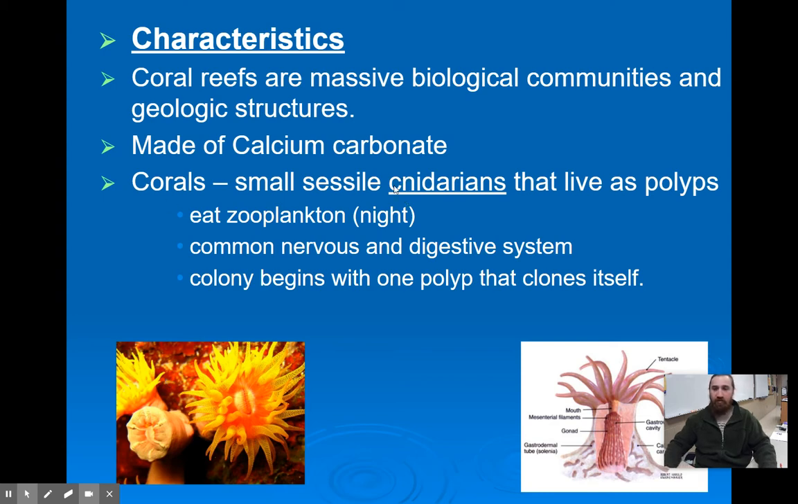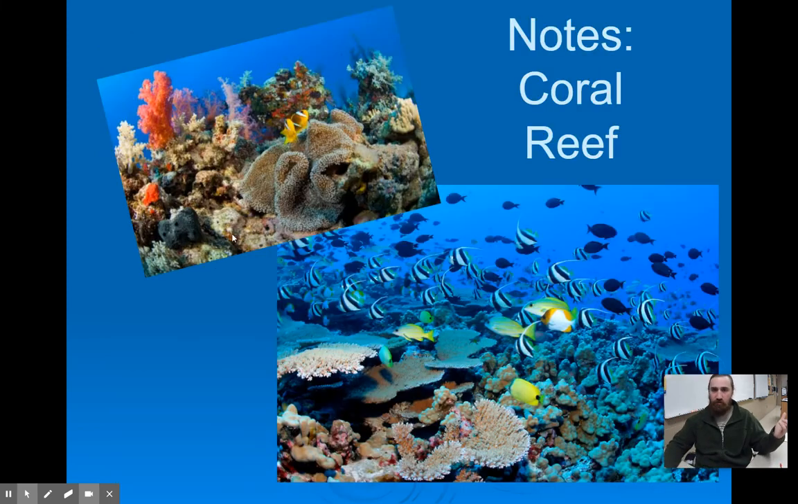Now, cnidarians, guys, are related to things like jellyfish. And it kind of just deals with how their structure is, which we'll get into a little bit later as well. Now, for the most part, corals at night, they eat zooplankton. They have a common nervous and digestive system, and the colony begins with one polyp that clones itself over and over and over again, and that's how we get these extravagant, big coral reefs.